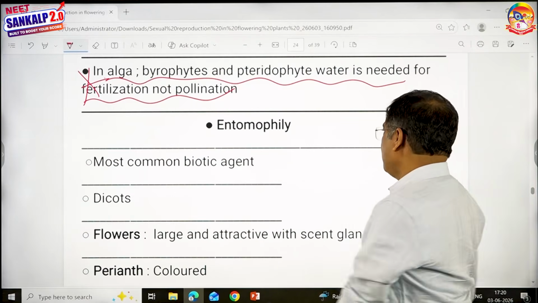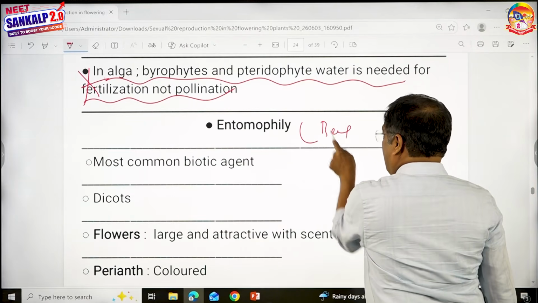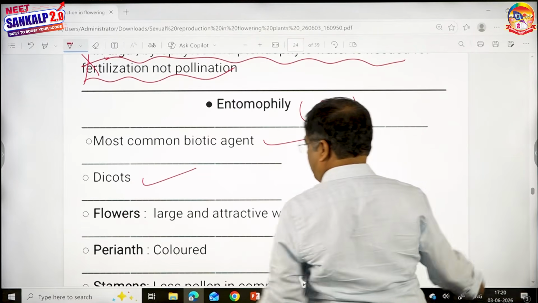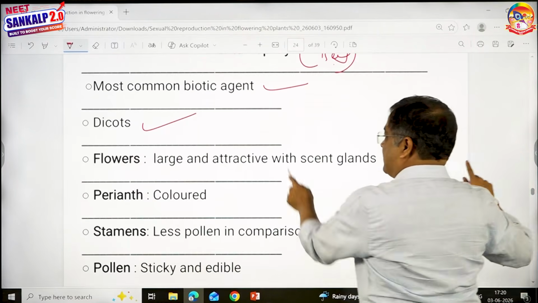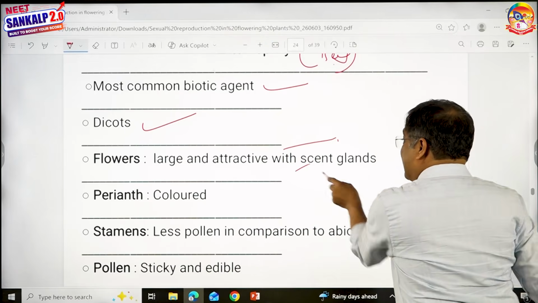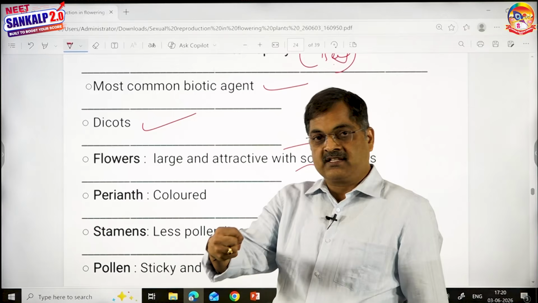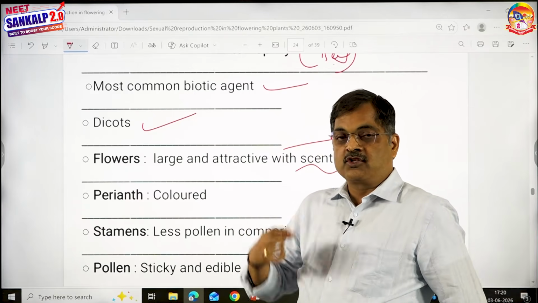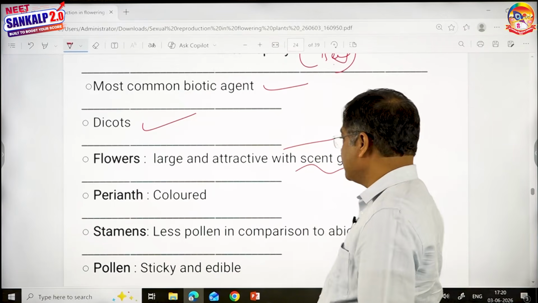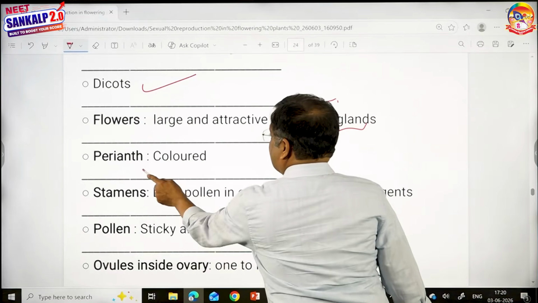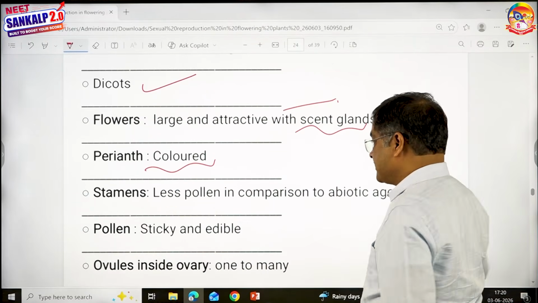Then entomophily, mostly with the help of bees. Most common biotic agent. This is mostly seen in dicots. Flowers are large and attractive with scent glands. Why scent glands? If the flowers are nocturnal, the insects can easily move towards the flower if they have scent glands, like jasmine, cestrum. Then the perianth is colored to attract the insects.